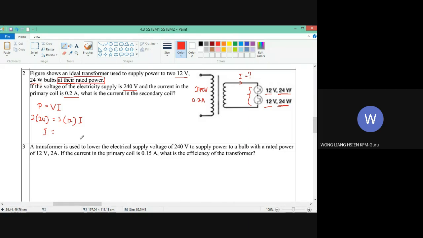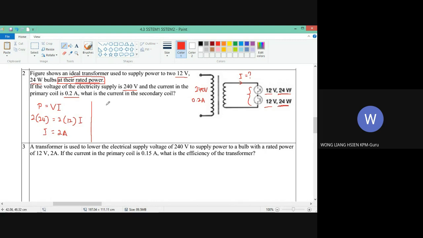Okay, it will be 2 ampere. So this is one way to calculate. Another way to calculate is we use the information that is given for the primary coil. I give you an alternate method.